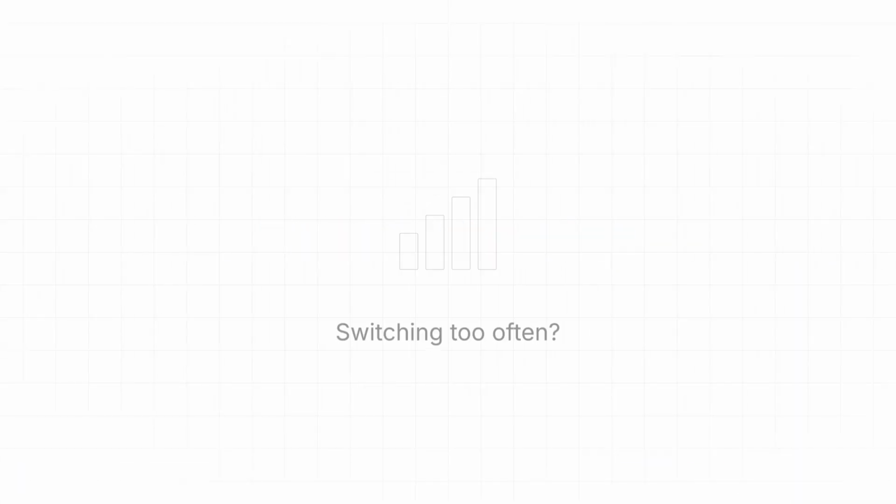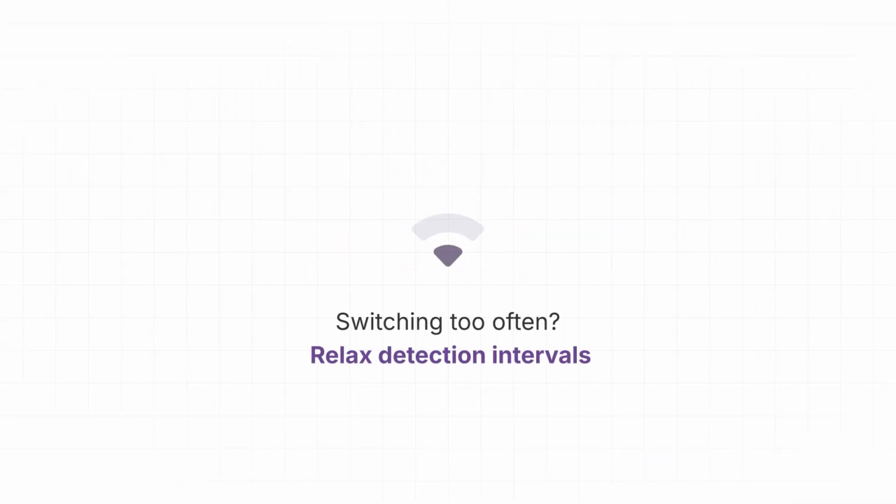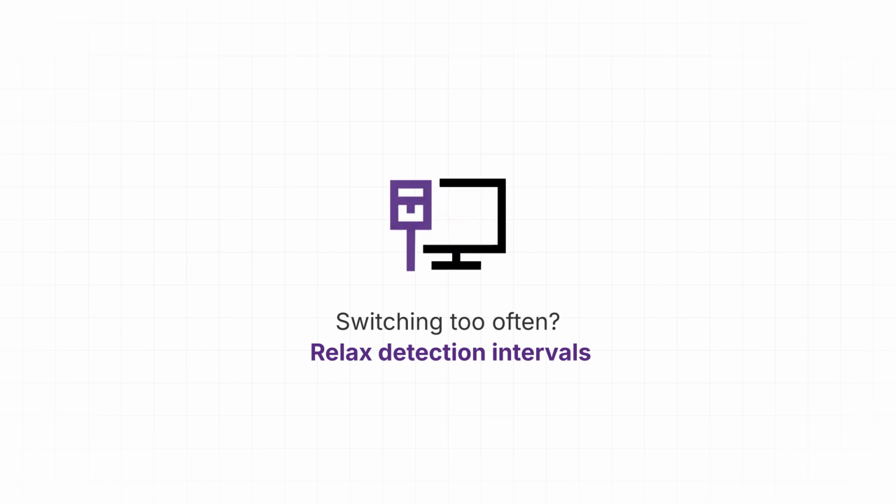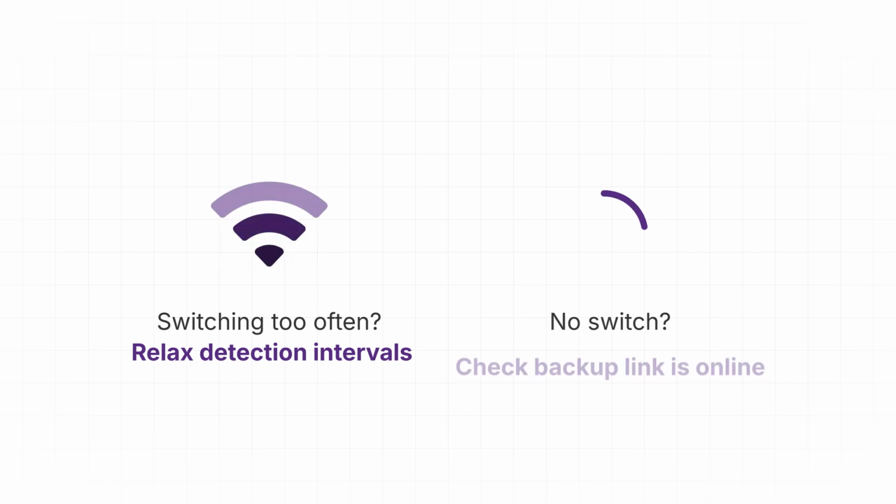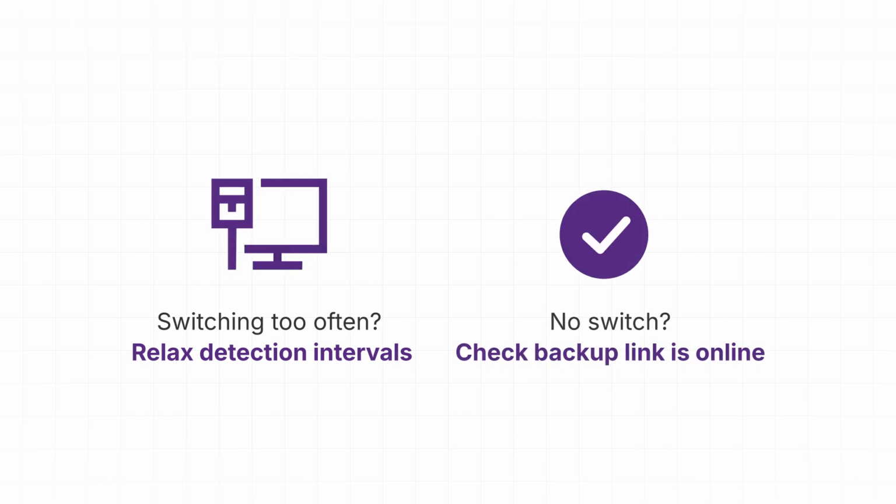Troubleshooting. If the gateway switches too often, relax the detection interval or increase the retry count to avoid false triggers. If it never switches, confirm the backup link is properly configured and successfully connected to the internet.